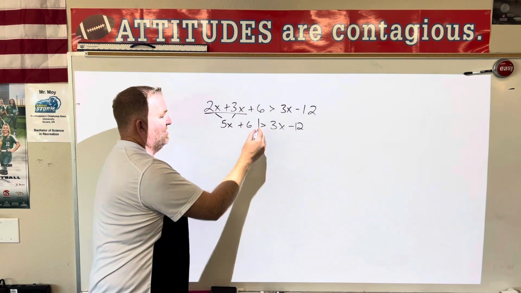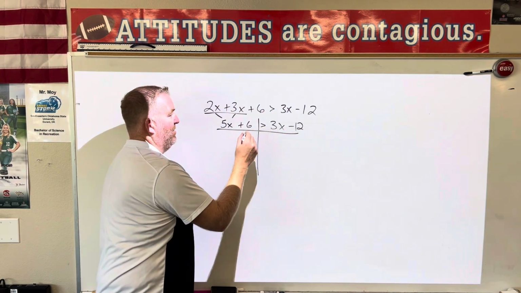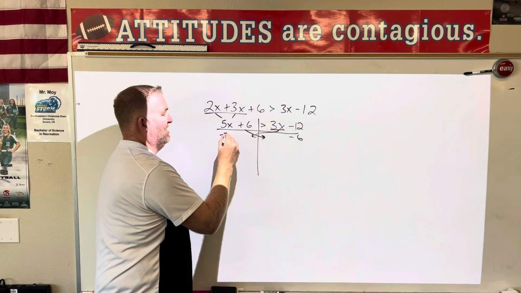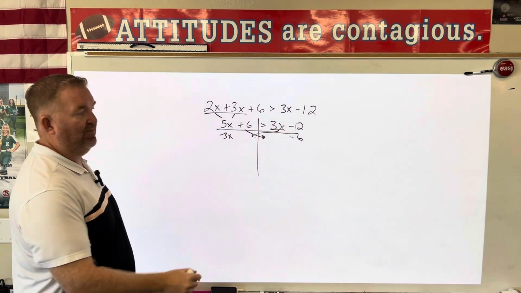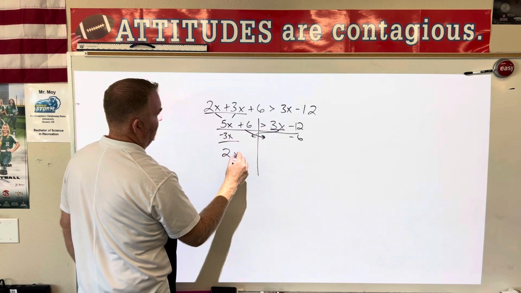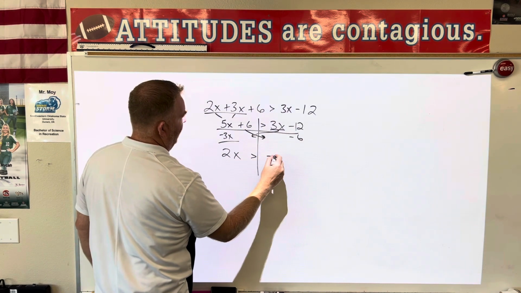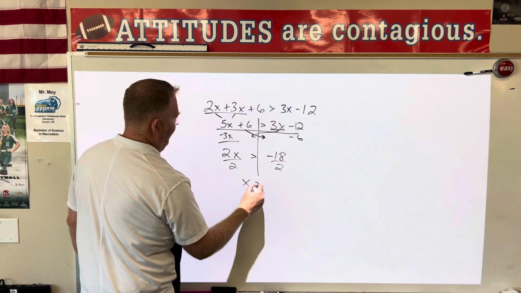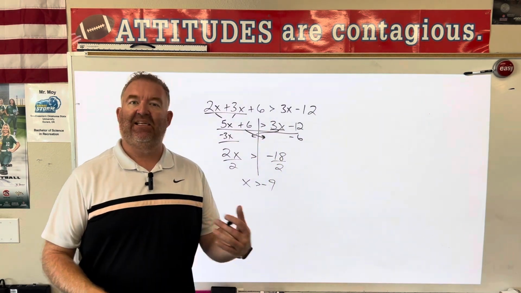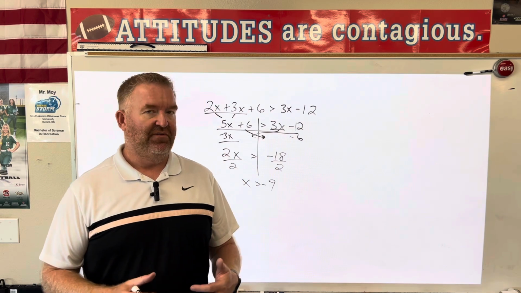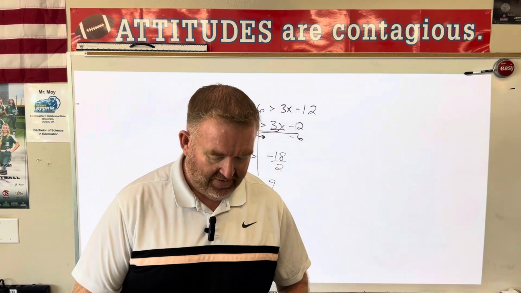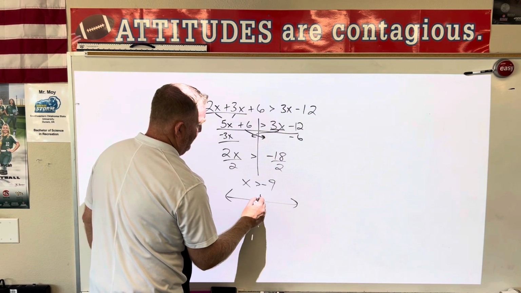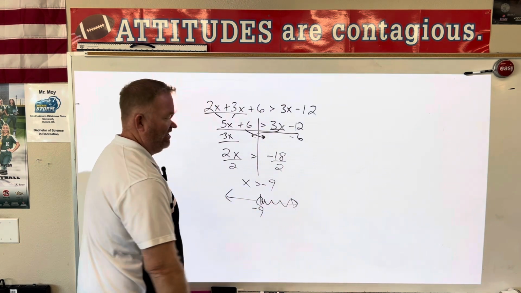So I've got this. I'm going to move the 6 to this side, make it a -6. I'm going to make the 3x a -3x on that side. Okay, letters left, numbers right. So now I've got 2x is greater than -18. Divide by 2, divide by 2. x is greater than -9. I do not flip because I did not divide by negative. If I don't divide by negative, I do not flip the arrow. Okay, that will be open circle on -9 to the right.